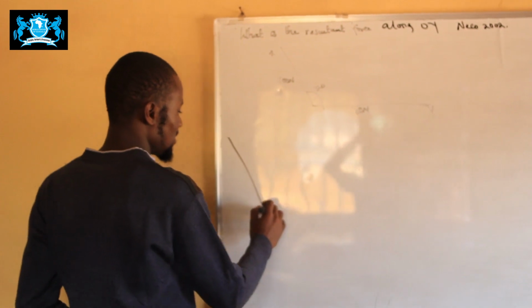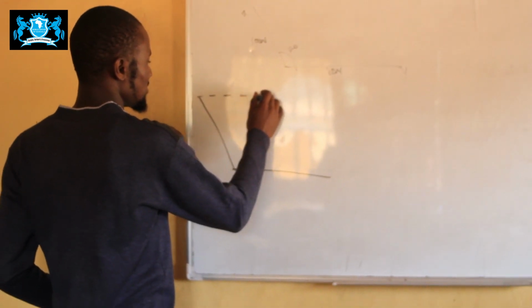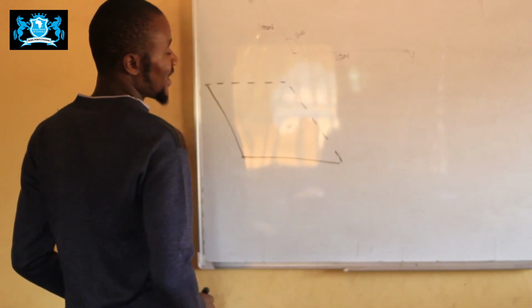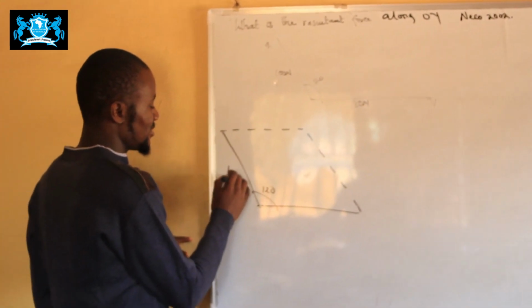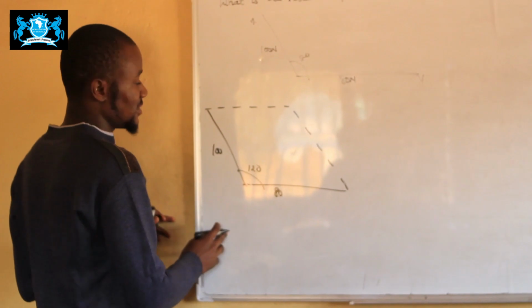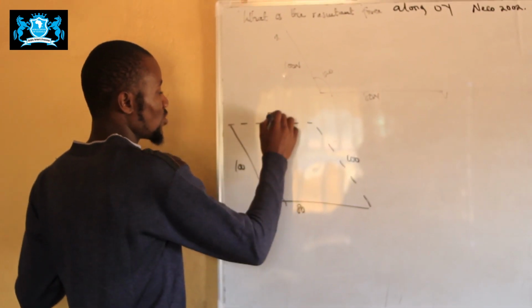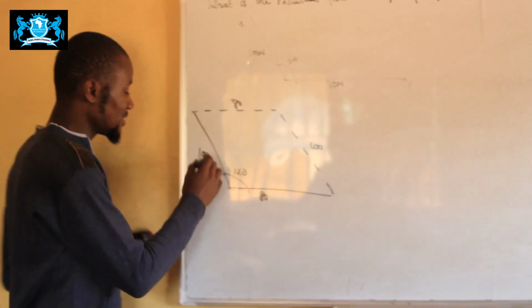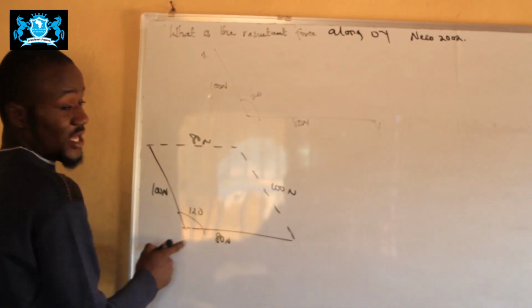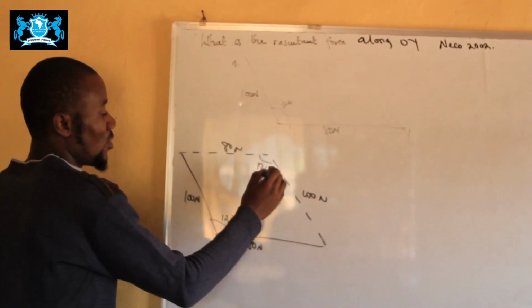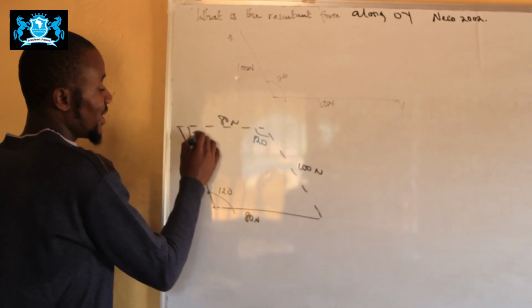You resolve it. So you have something like this and something like this. Now here is 120, here is 100, and here is what? 80. Here will also be 100, and here will also be 80. One of the properties of a parallelogram tells you that opposite angles are equal. Here is 120, here will also be 120, and here you can call x, and here is x.